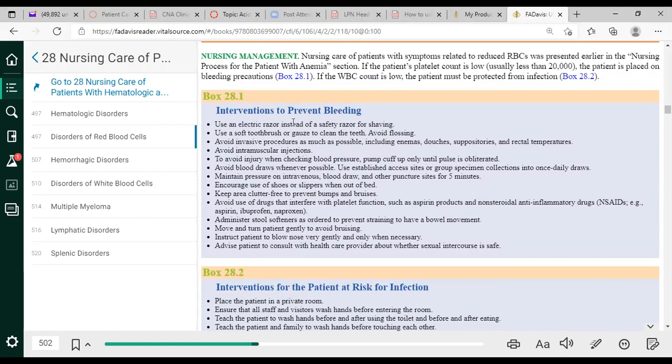We should not be using the regular razors for shaving. We should use an electric razor if we have to shave a patient. You want to use soft toothbrushes to brush your patient's teeth. Make sure your patient is not bumping up against things, or that things are not in an area that your patient can actually bump up against.